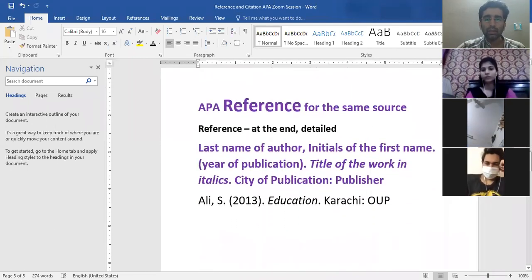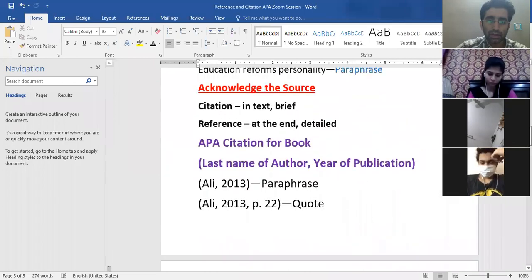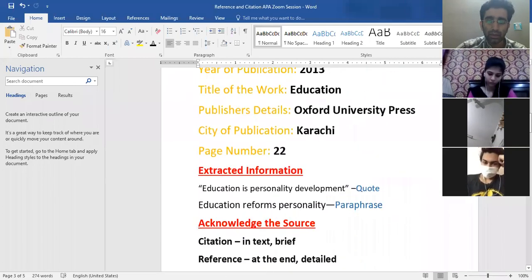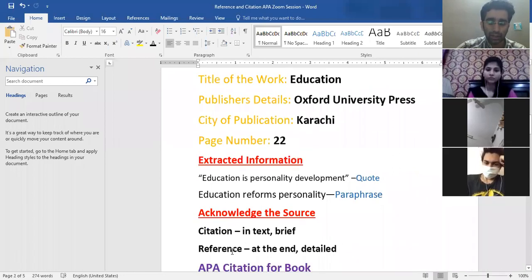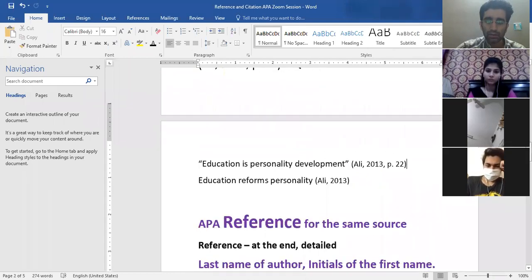Okay, right. So next is preparing reference for the book. This was citation. I mean citation क्या होती है? Brief होती है. Citation ये देखिए हमने इधर लिखा हुआ है. Citation in text होती है और brief होती है. Reference is at the end and detailed. Now we're going to prepare a reference.